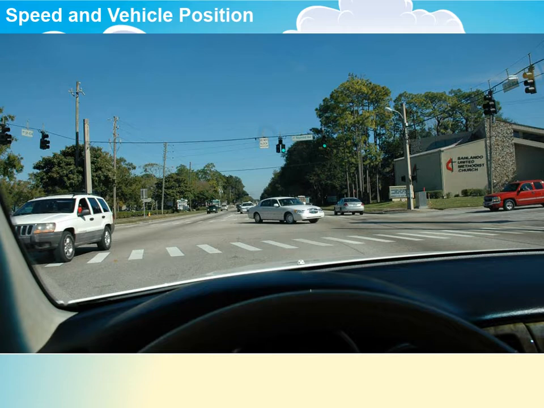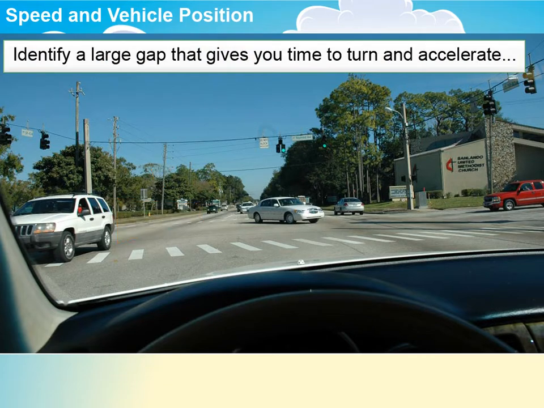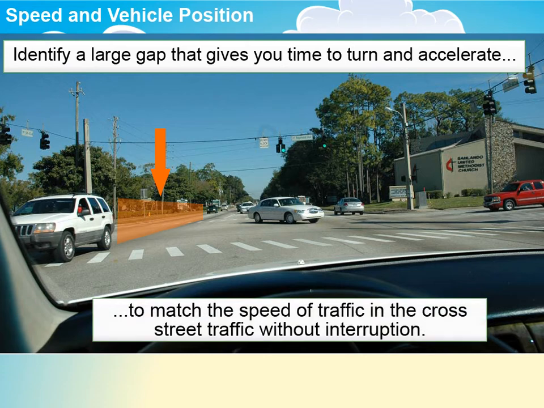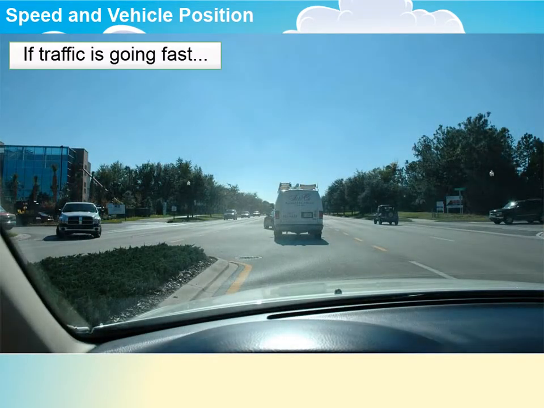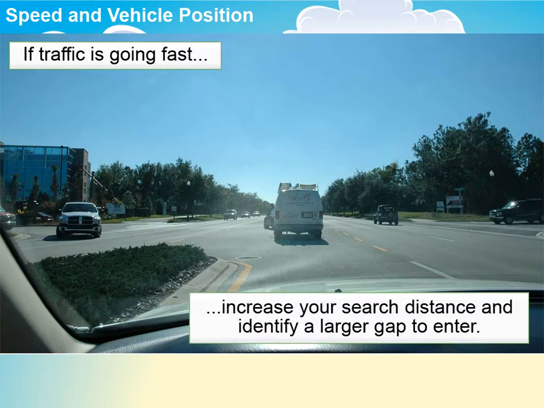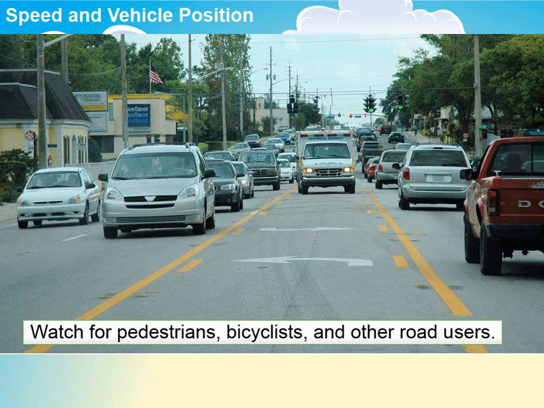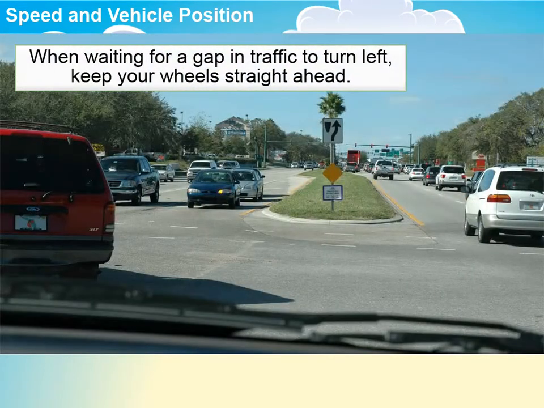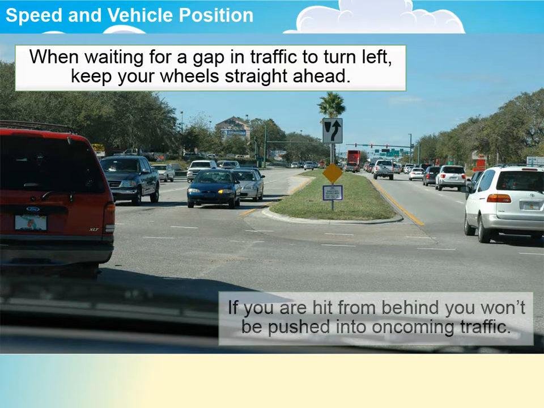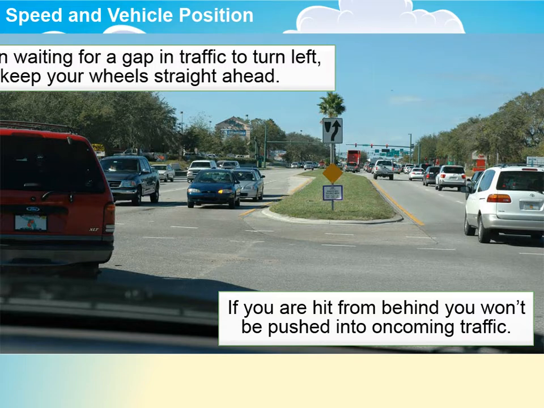When scanning for a turn, identify a large gap that gives you time to turn and accelerate to match the speed of traffic in the cross-street traffic without interruption. If traffic is going fast, increase your search distance and identify a larger gap to enter. Watch for pedestrians, bicyclists, and other road users. When waiting for a gap in traffic to turn left, keep your wheels straight ahead. If you are hit from behind, you won't be pushed into oncoming traffic.